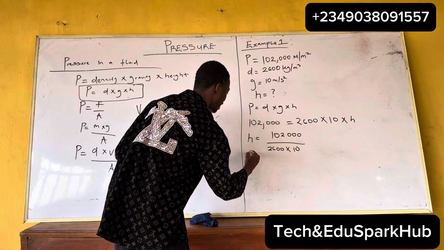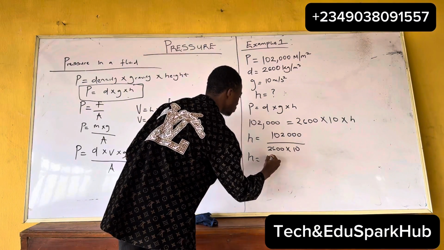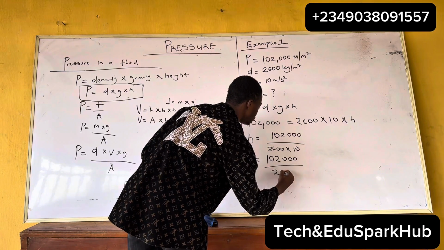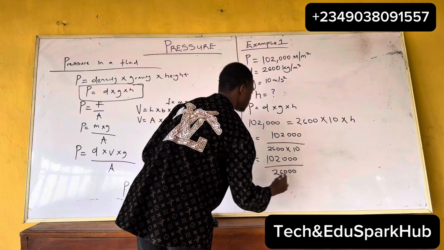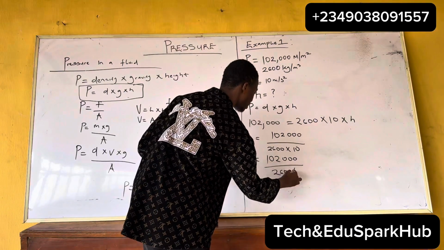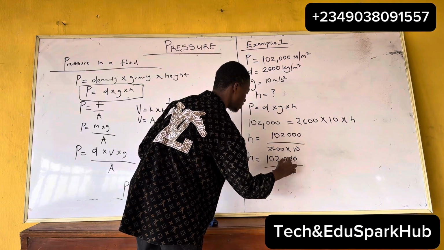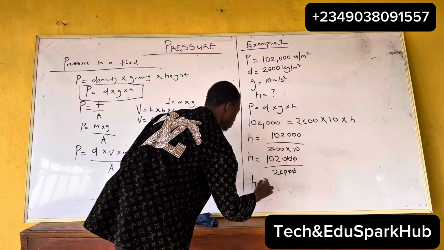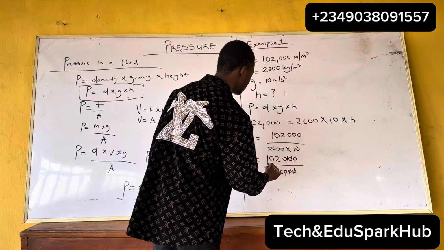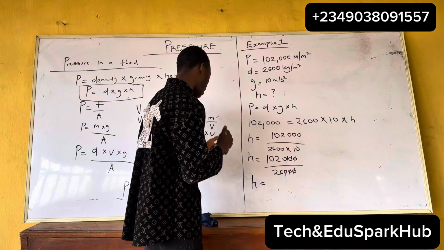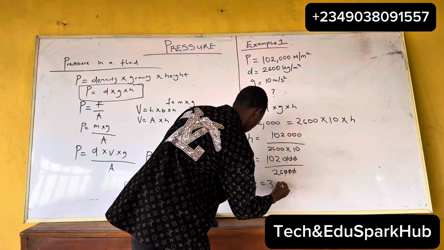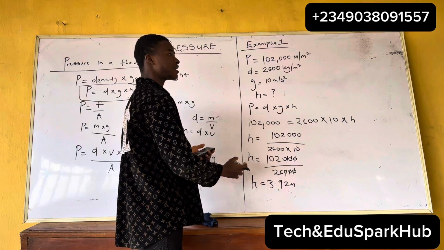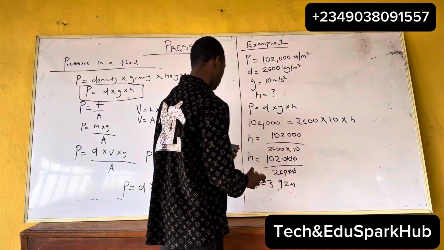In this case, we have the height is equal to 102,000 divided by 26,000. The zeros will cancel out. So when you press this in your calculator, we have our height to be 3.92 meter. And this is our final answer to a question of this type.